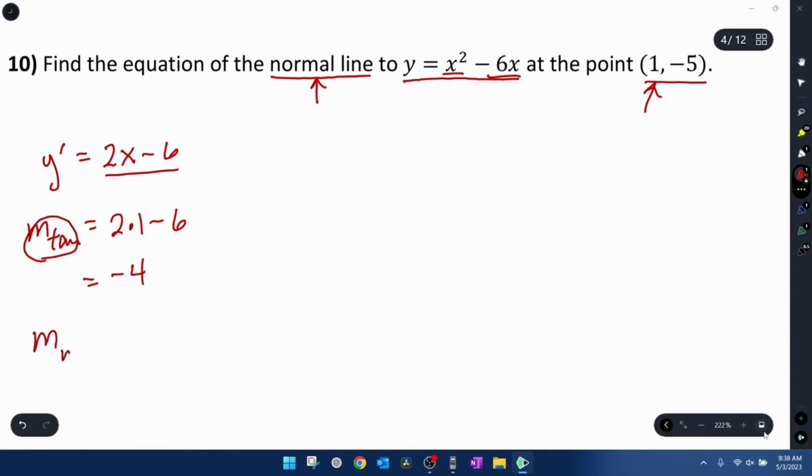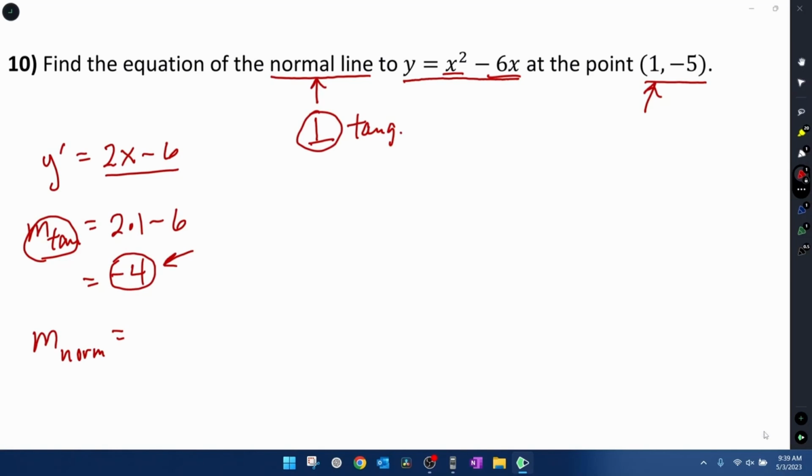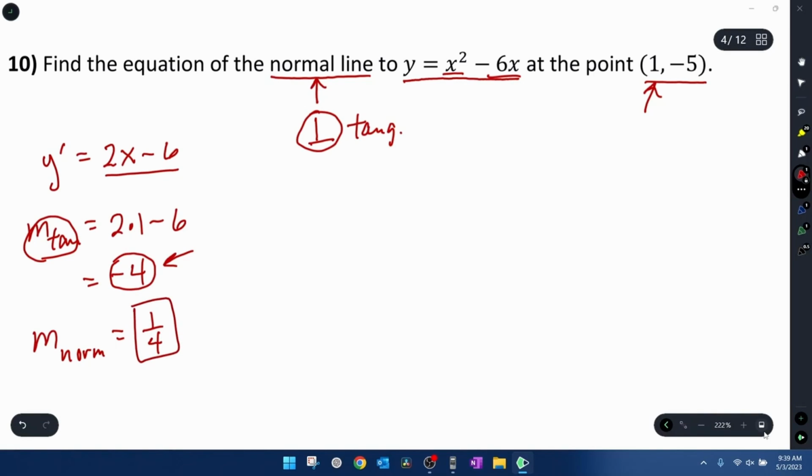Now to get the slope of the normal line, we need to take this slope and flip it and change the sign. Because if you remember, the normal line is perpendicular to the tangent line. So once we get our tangent slope, we need to make it perpendicular. Perpendicular line, flip and change the sign. So there is the slope we're going to use.